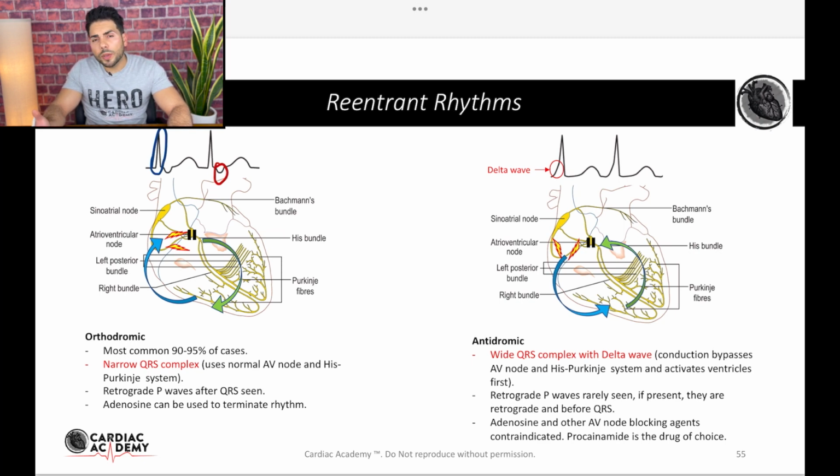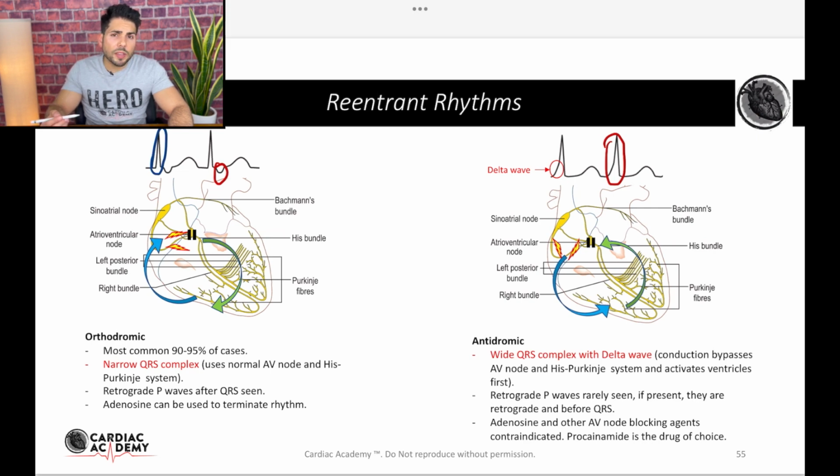Now, on the other hand, we have antidromic AVRT. In antidromic AVRT, the depolarization is actually going to the ventricles through the accessory pathway and then going back to the atria using the AV node conduction system. Because it's not using the normal AV node conduction system, the QRS complex is going to look widened. In addition to that, in the case of Wolff-Parkinson-White syndrome, we can actually see a delta wave, which is a slurring of the upstroke of the QRS complex. In a future video, we're going to go into much more detail when we talk about pre-excitation syndromes.